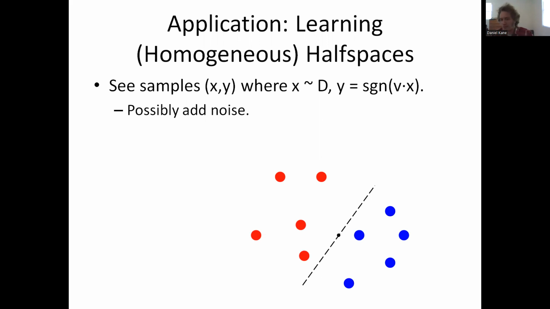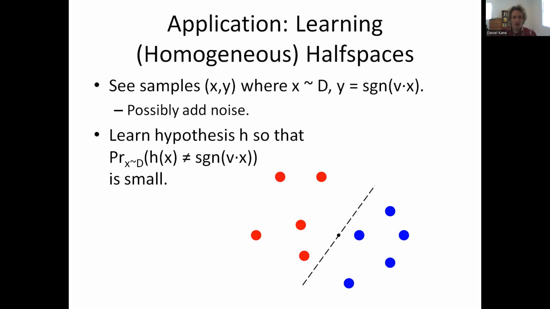Maybe some of these are randomly colored or something, but let's keep it simple for now. The goal is to learn a hypothesis h such that the probability over a random x coming from this distribution D that h of x disagrees with the true value of y is small. Or maybe another way to think about this is we want to build a classifier where if I gave you a new random point and asked you what's the value of y, you could get the right answer with reasonably high probability.